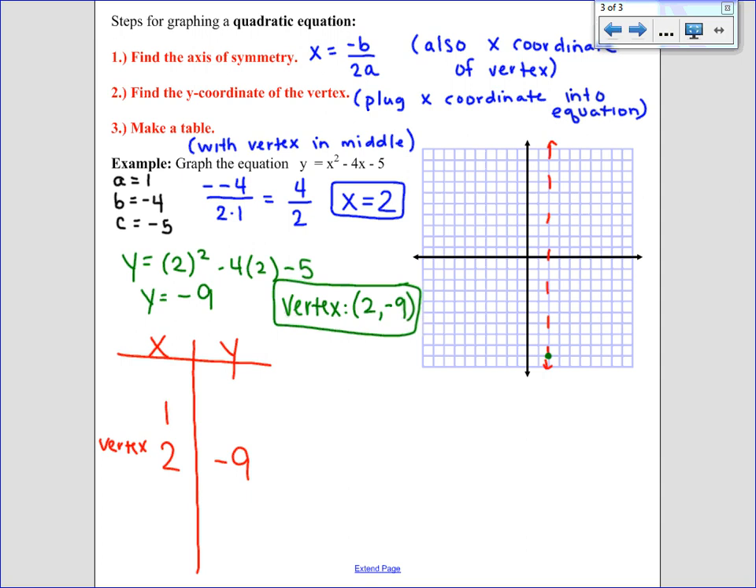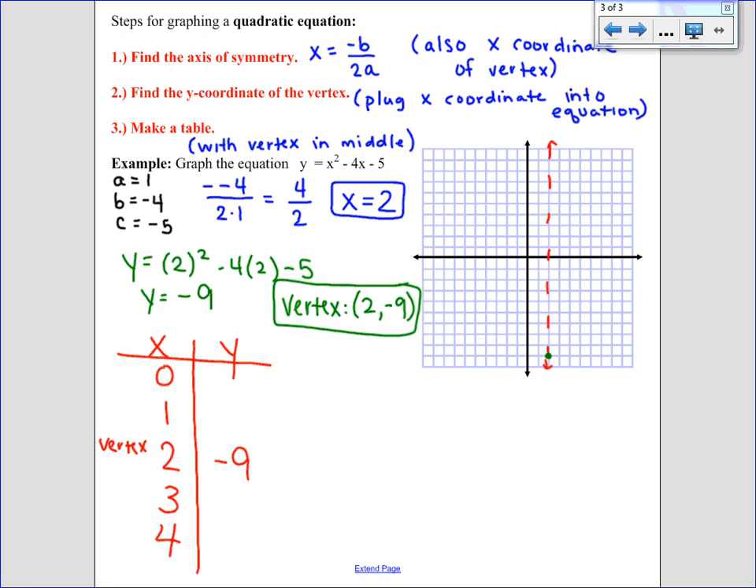So if we go down, we'd have the points 1 and 0. And if we go up, we'd have the points 3 and 4. Now, you only have to do half of the work for this table. We're going to really use the fact that a parabola has symmetry to help graph those other points. So let's go ahead and put a 0 in there. That's a nice, easy number to plug into our equation.